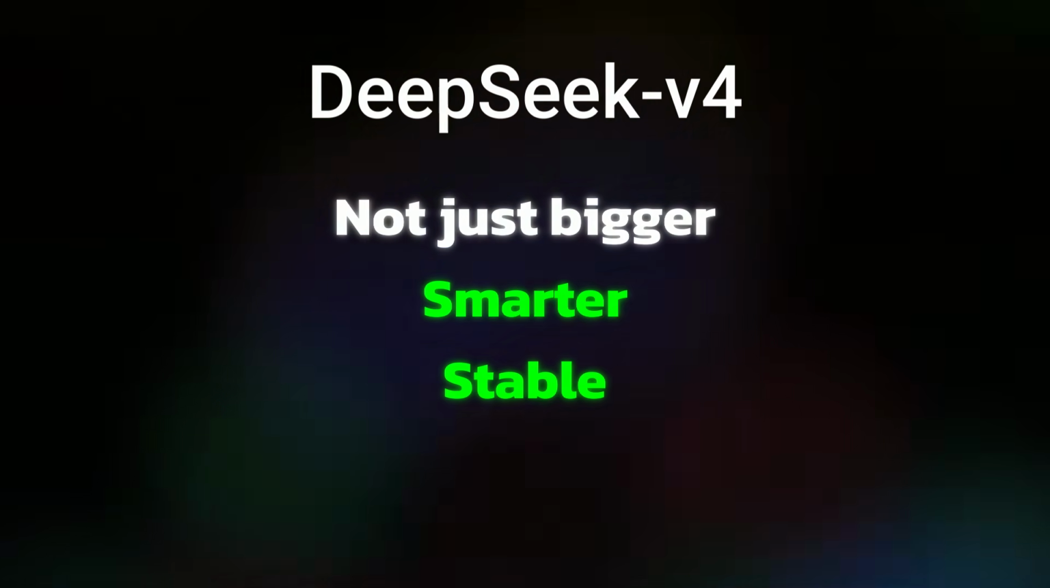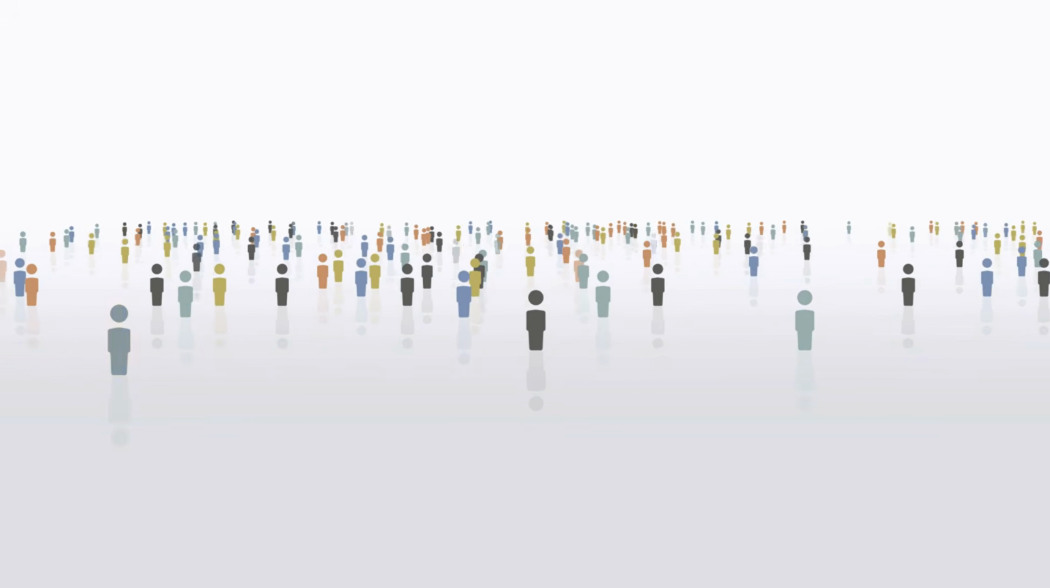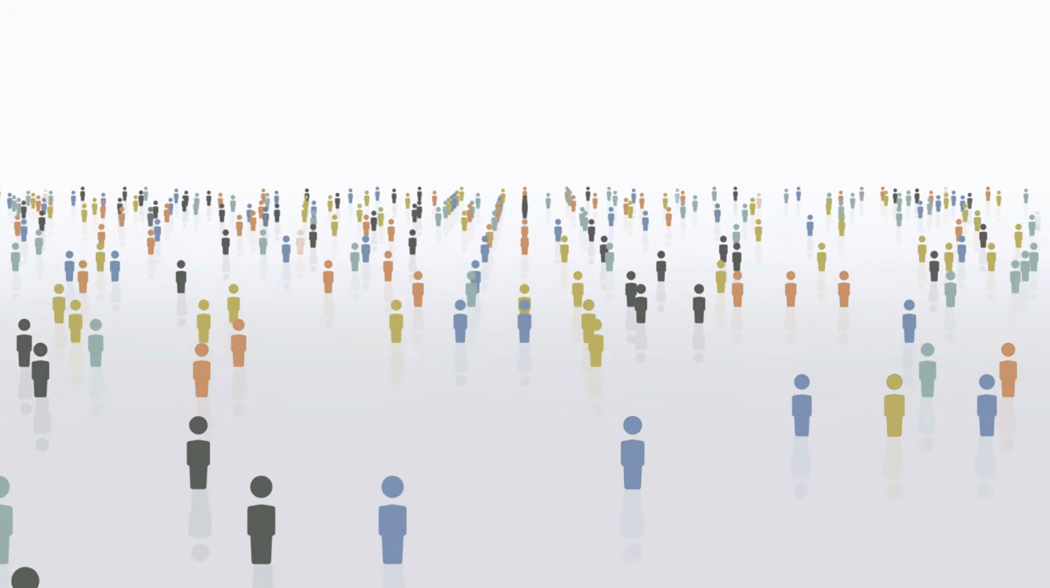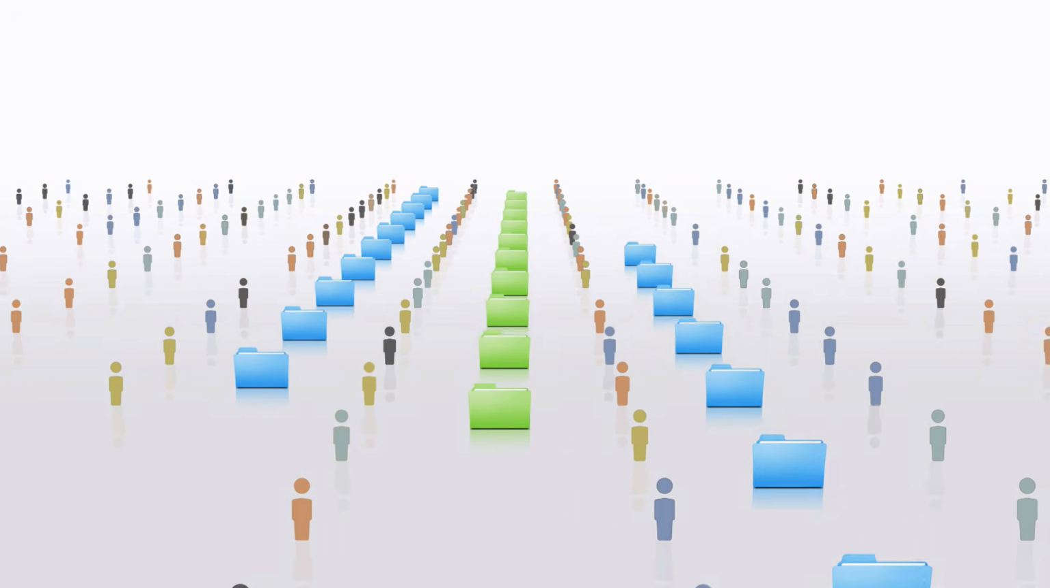These models are not just bigger, they are smarter, more stable, and massively more efficient, built to natively support 1 million token context windows. That means better agent workflows, massive document analysis, and truly long term reasoning. DeepSeek version 4 is making infinite context finally practical. And honestly, this changes everything.